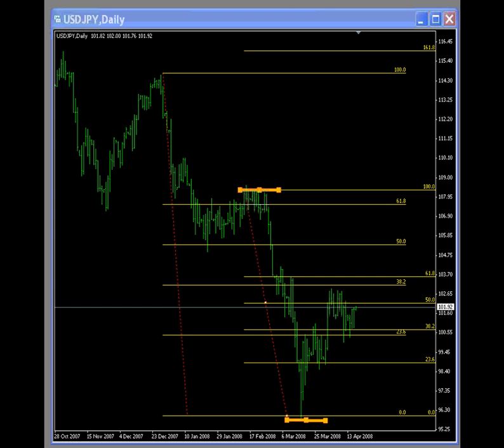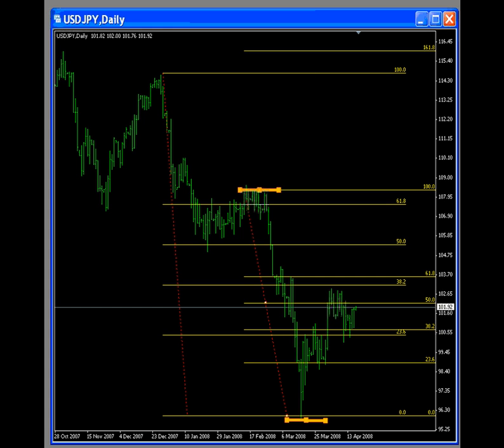What a lot of people like to do is, after you draw these Fibonacci tools, you could just mark these areas so that when price reaches these different areas, you'll notice on your chart already that you should be aware of them and possibly look out for price action.